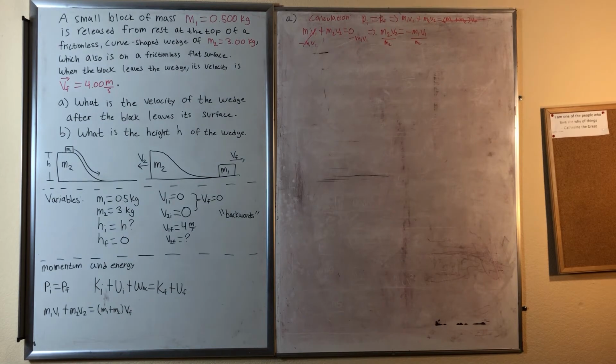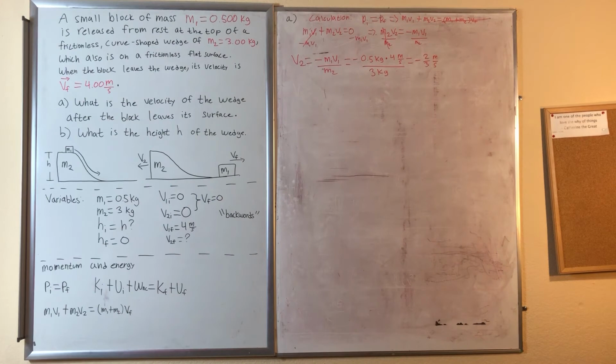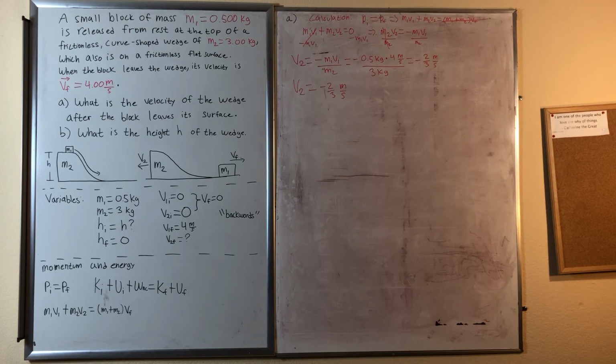Now divide both sides by m sub 2 and cancel on the left side to get v sub 2 equals negative m sub 1 times v sub 1 divided by m sub 2. Plug in numbers now to get negative 0.5 kilograms times 4 meters per second, all divided by 3 kilograms, which comes out to negative 2/3 meter per second. So the velocity for mass m sub 2 equals negative 2/3 meters per second, going in the opposite direction as mass m sub 1.